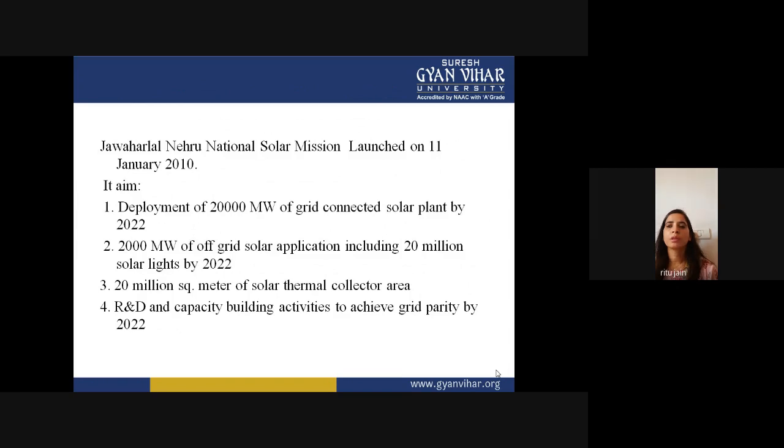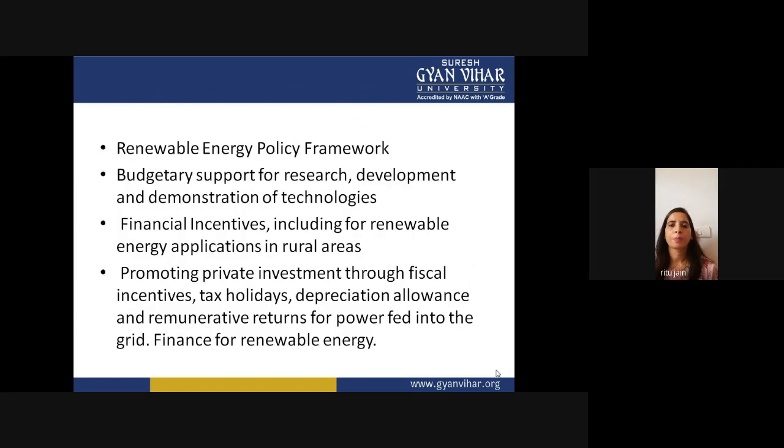This Jawaharlal Nehru National Solar Mission was launched in January 2010, and after 10 years we can see rapid growth in solar power plants, and we are moving towards our aim of using solar power plants to reform our energy sector and for the economic growth of India. There are a few policies made for the development of the energy sector in India, for the economic growth of our country. These are some policies to motivate the people.